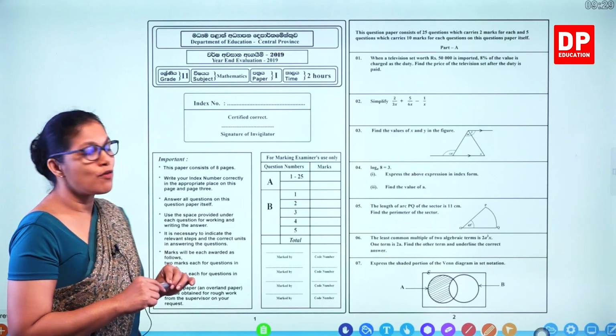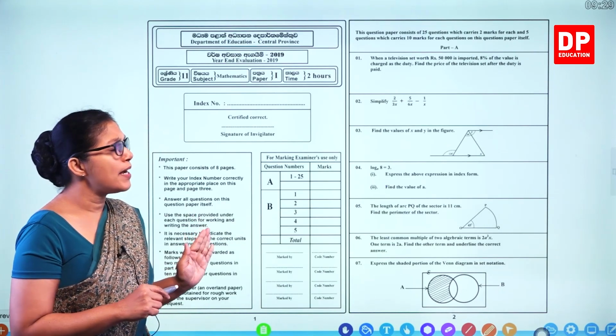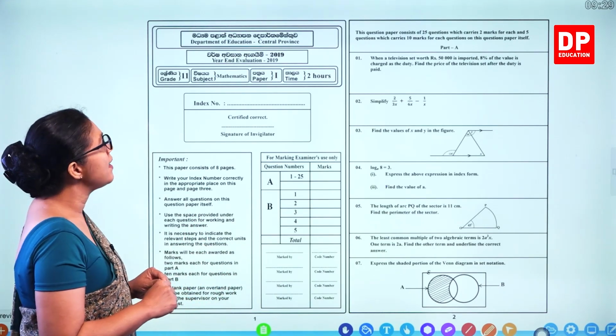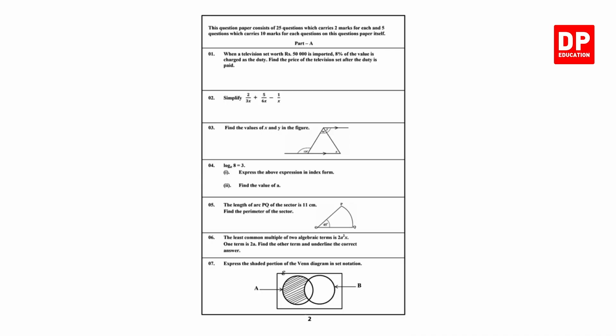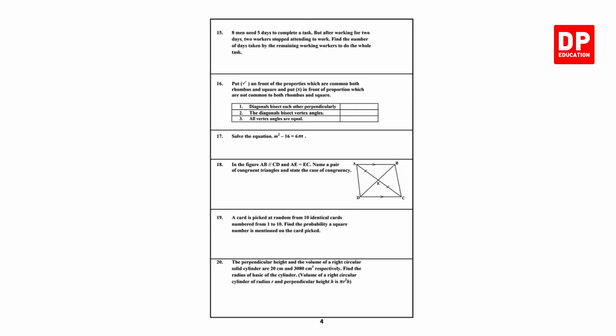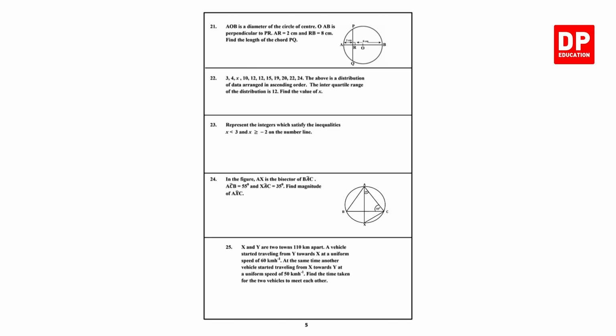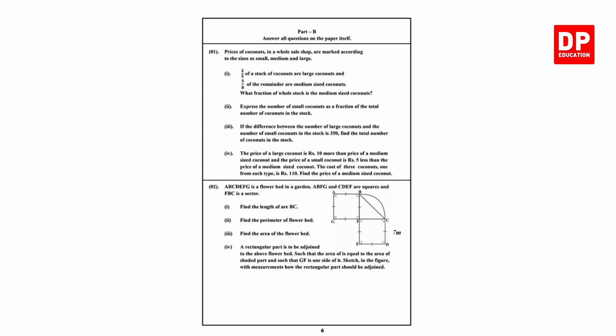And part B has 5 questions, 10 marks for each question, and in the first paper spaces are provided, so you can give all your answers in the space provided. In the first page you get questions 1 to 7, next page questions 8 to 14, third page 15 to 20, fourth page 21 to 25, and then you get part B. Part B has 5 long questions. You have to answer all questions.